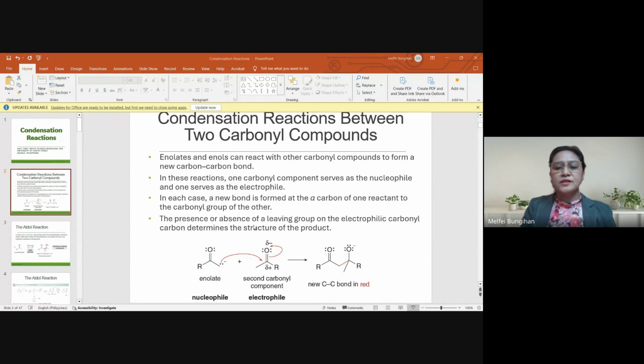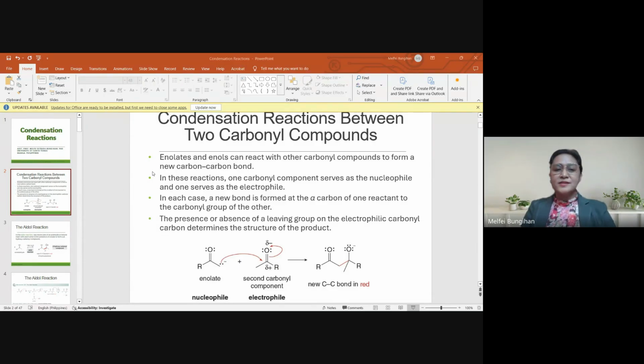So here is your new C-C bond that is formed. Okay, so it could be two of the same aldehydes, or it could be an aldehyde and a ketone. So that's why we also have what we call the mixed aldol. Okay. So the mechanism, of course, is a stepwise mechanism.